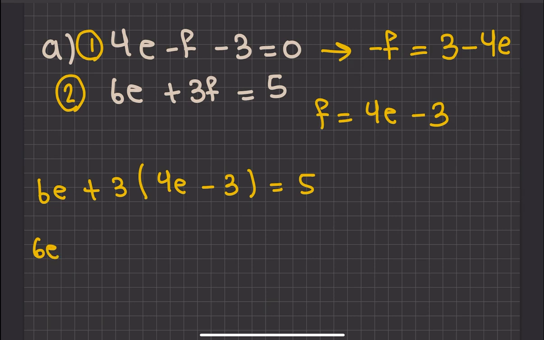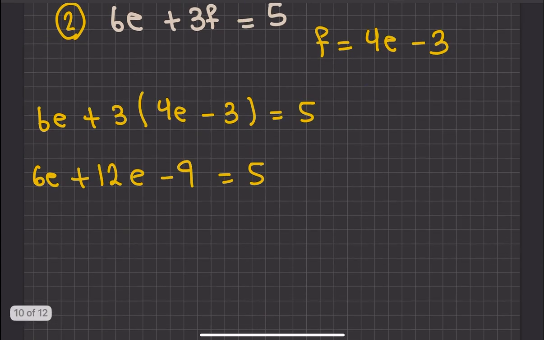6e stays the same. So here, positive 3 times 4 is going to be 12e. Positive 3 times minus 3 is going to be minus 9, equals 5. I'm going to keep the same variables here. I'm going to move minus 9 to the right side. So I'm going to have 6e plus 12e, 18e equals 5 plus 9. It's going to be 18e equals 14.